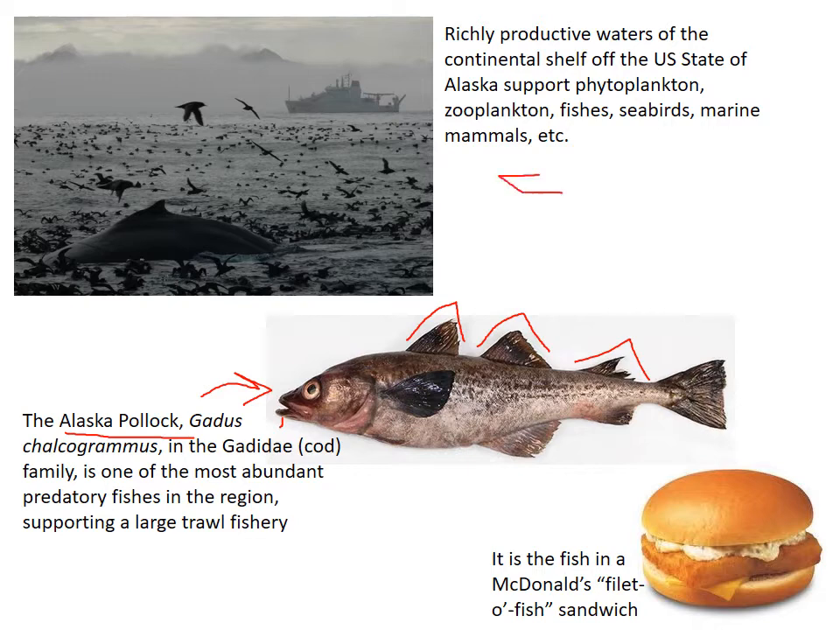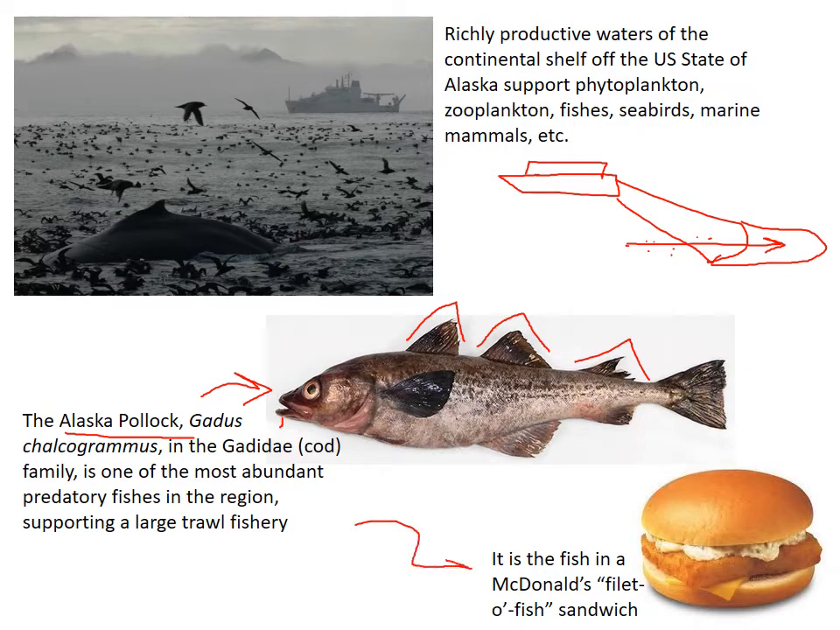So a trawl fishery is a type of fishery where there's a big boat that tows a big net behind it, and that net is called a trawl. So all of the unfortunate Alaska pollock get caught in the trawl, dragged on board the ship and processed, and eventually they make their way into maybe the most famous fish sandwich in the world, the McDonald's fish fillet sandwiches made from the fillets of this beauty of the sea.